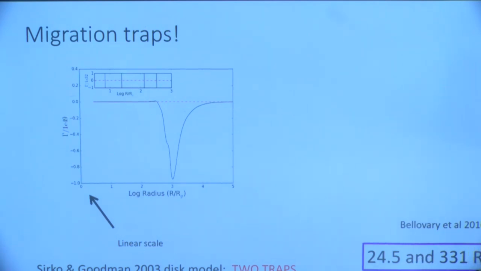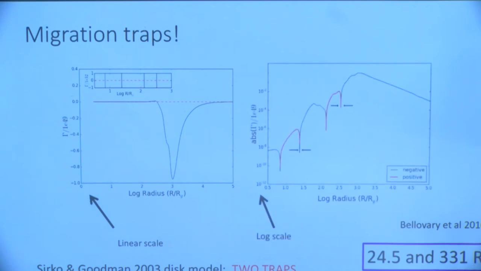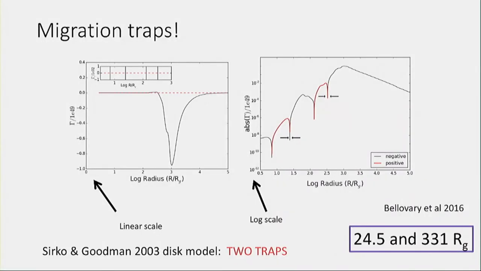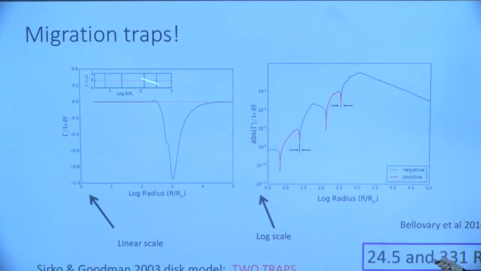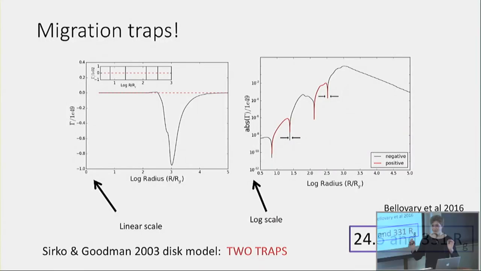So this is on a linear scale, and I've also plotted it on a log scale where I take the absolute value of the torque. And so in that case, the positive torques are red and the negative torques are black, and these spots here are where it crosses the zero line. And so there are two migration traps in this very basic analytic steady state, who knows how realistic it is, model of an AGN disk. I totally acknowledge that AGN disks are very complicated animals and that representing one in a 1D analytic steady state way is already not a great idea, but this is the beginning and we're moving forward from here.